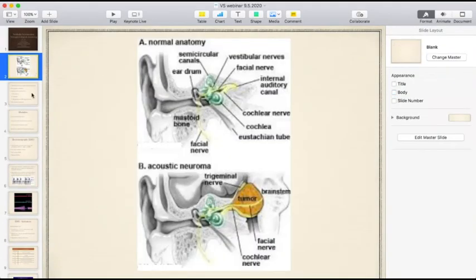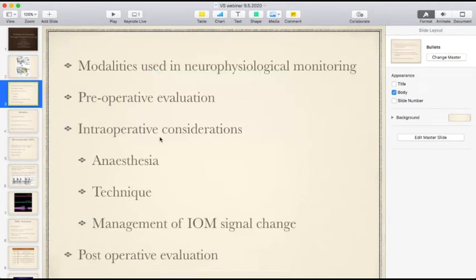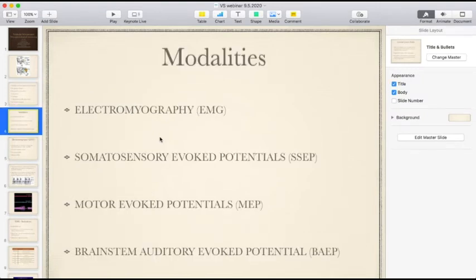All right. So, I'm going to talk about all these things right from the basics of neurophysiological monitoring to a few intraoperative considerations and post-operative evaluation. Coming to the modalities that we use during vestibular schwannoma surgery, the first is electromyography, followed by SSEP, MEPs in selected cases, and brainstem evoked potentials where hearing preservation is warranted.